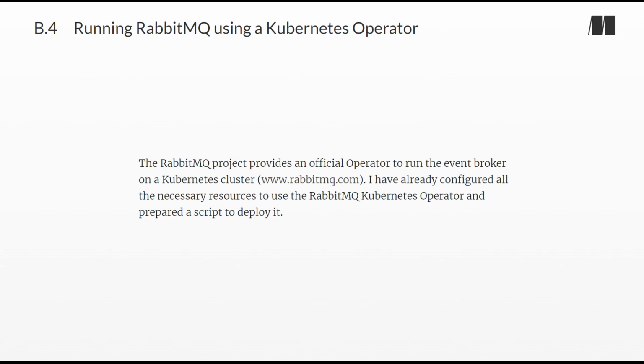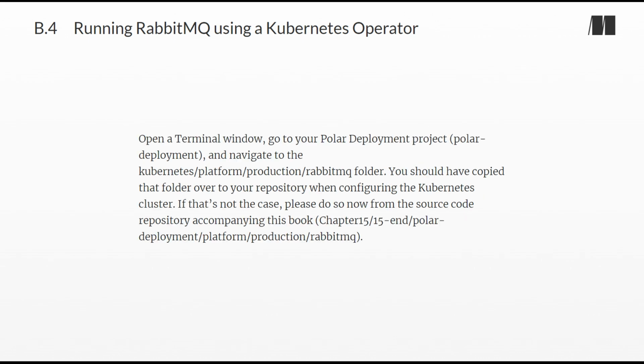deploy it. Open a terminal window, go to your Polar Deployment project, and navigate to the Kubernetes Platform Production RabbitMQ folder. You should have copied that folder over to your repository when configuring the Kubernetes cluster. If that's not the case, please do so now from the source code repository accompanying this book, Chapter 15/15n/Polar Deployment/Platform/Production/RabbitMQ. Then run the following command to deploy RabbitMQ to your production Kubernetes cluster.